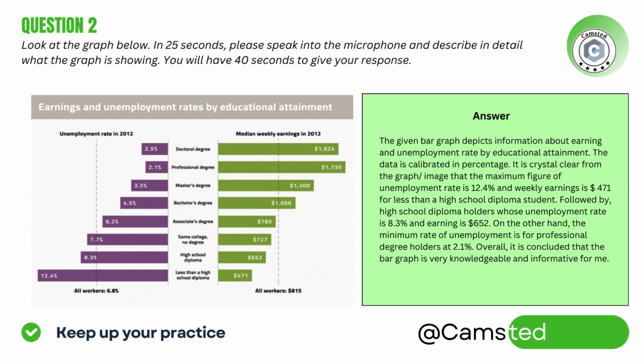Followed by high school diploma holders whose unemployment rate is 8.3% and earning is $652. On the other hand, the minimum rate of unemployment is for professional degree holders at 2.1%. Overall, it is concluded that the bar graph is very knowledgeable and informative for me.